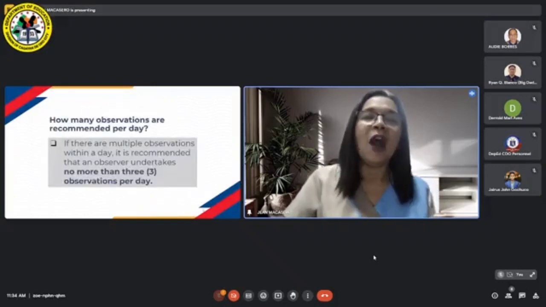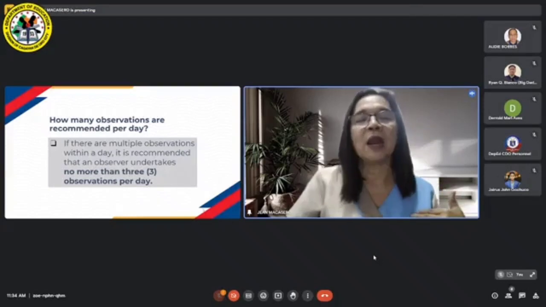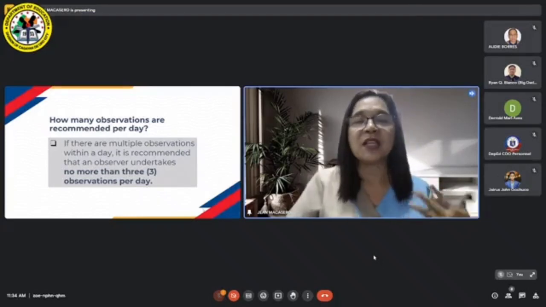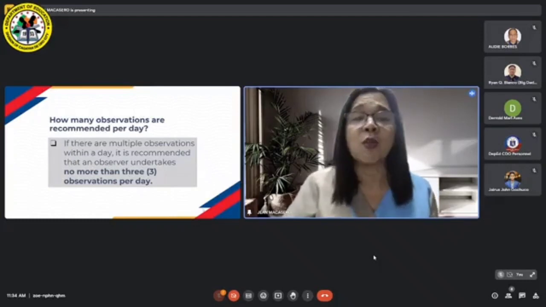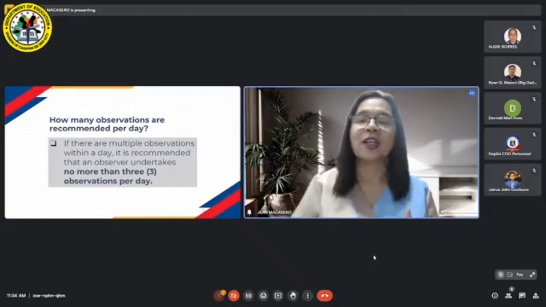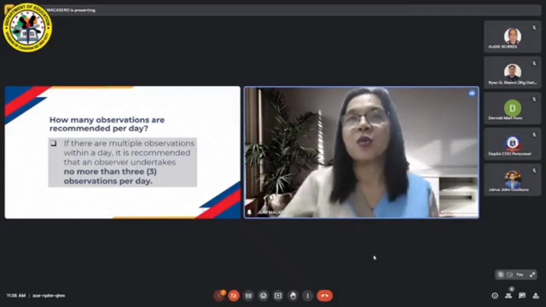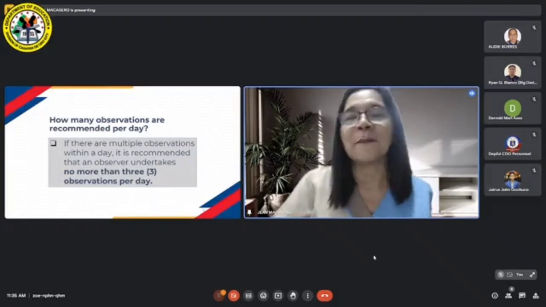Okay. How many observation are recommended per day? So, sa amo na ni nga part, no? If there are multiple observations within the day, it is recommended that an observer undertakes no more than 3 observation per day. Pero kung kaya pag yun, depende na sa power na mo, no? Kaya with this number of applicants, kung tulo basin mga buta o ganus apa, no? Okay.